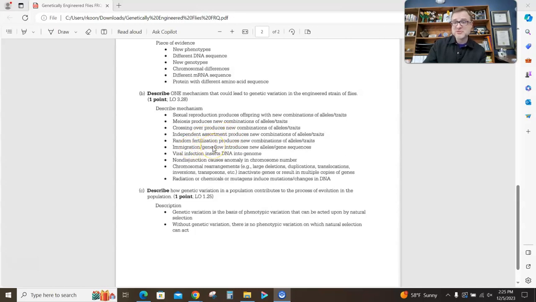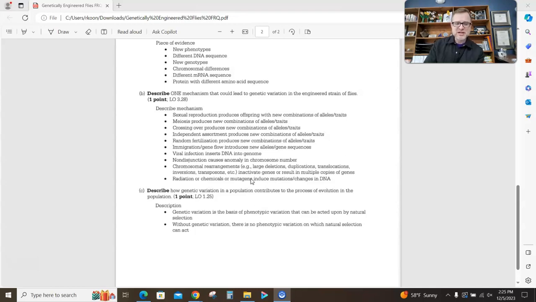Gene flow, you could introduce new traits because organisms move. A virus can insert DNA sequences, non-disjunction. So that's not a mistake of polymerase. That's a mistake of the way the chromosomes line up and separate during mitosis or meiosis. Chromosomal rearrangements, that works. Radiation or chemicals mutating the DNA. So I said that you can't just say the DNA mutates, because the question rules out polymerase mutating or causing a mutation. So chemicals or radiation causing the mutation, that would work.